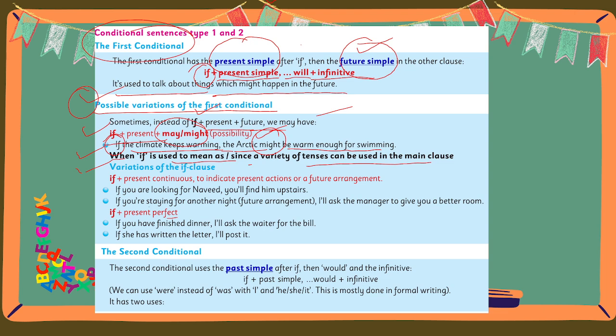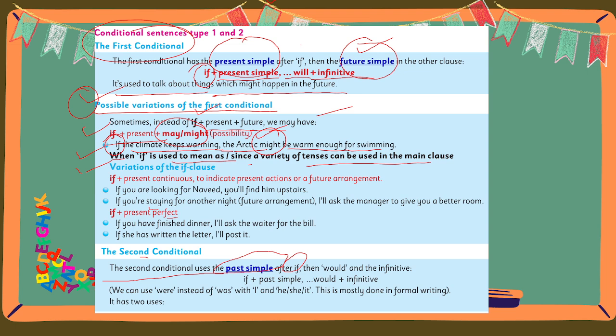For the second conditional, it uses the past simple after if. It means that you are going to use the past simple tense after you using if. Then would and the infinitive. Infinitives are used for infinity. If plus your past simple, then would plus infinitive.